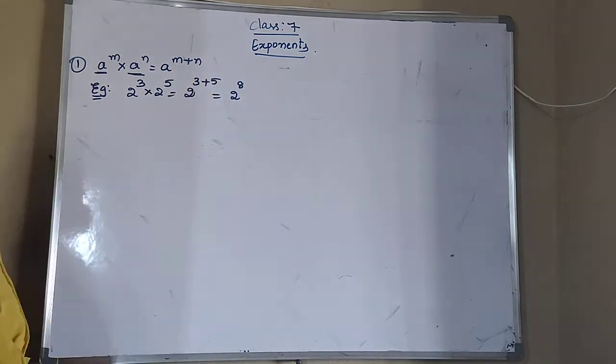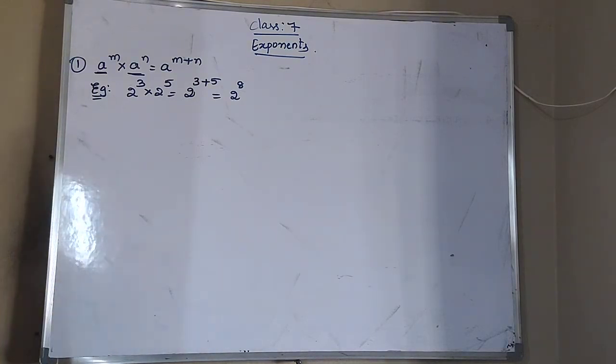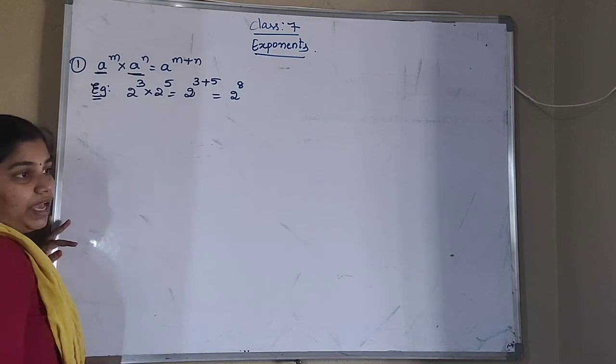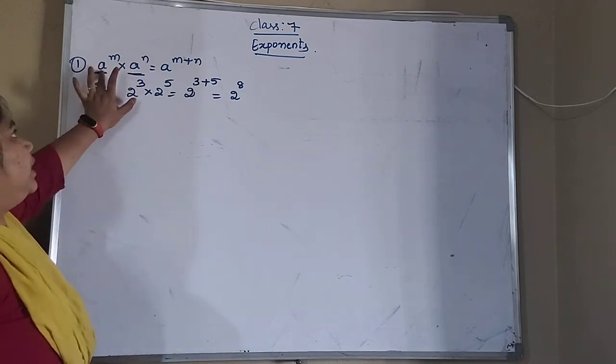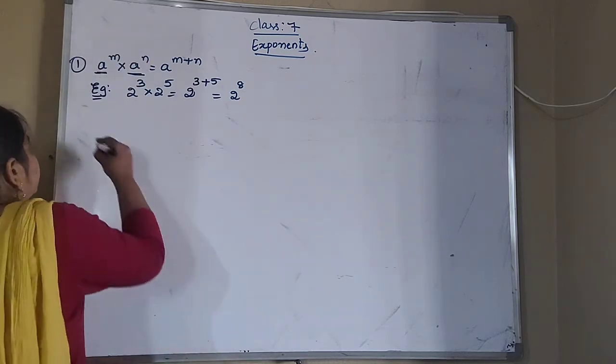So what is the answer? 2 power 8 is our answer. So a power m into a power n is equal to a power m plus n. So this is our first formula. When the bases are equal, the powers can be added.